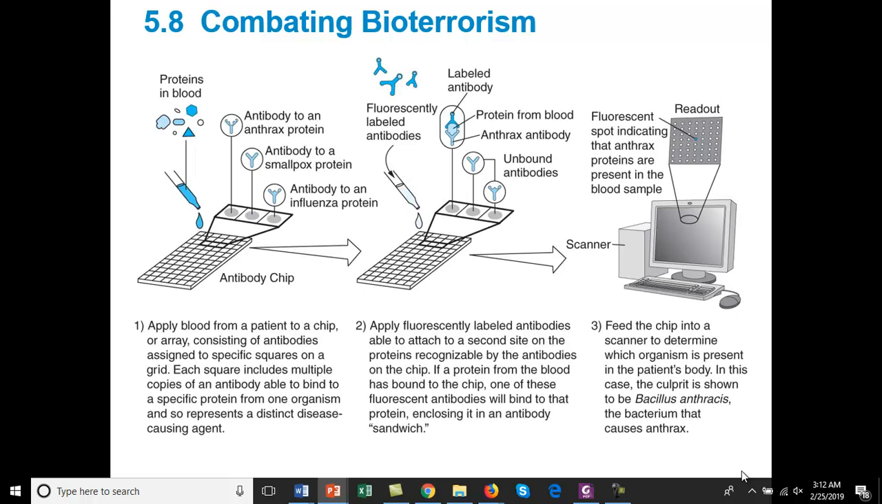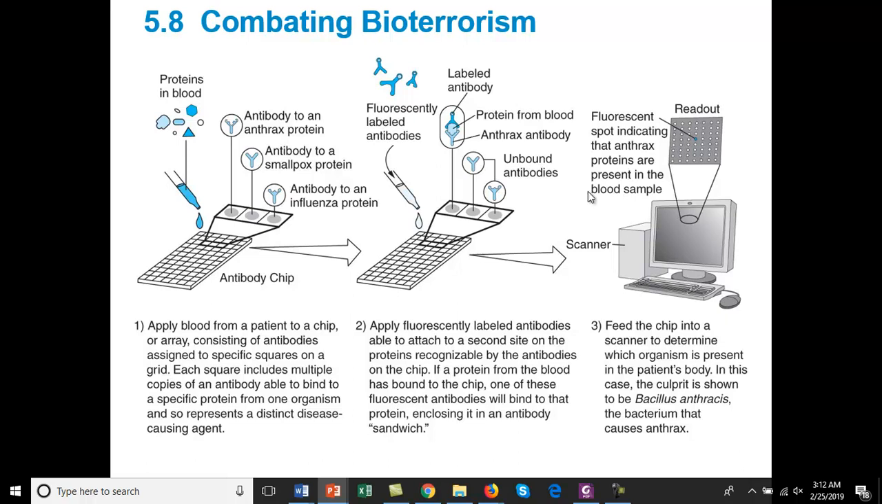Okay. And here's an antibody chip. This is actually a protein chip. This would be used for diagnosis of a bioterror agent after somebody has become sick. Okay, so you'd have an antibody chip, and on each square of the antibody chip, you would have an antibody for different proteins, like a protein in anthrax, a protein in smallpox, a protein in influenza.